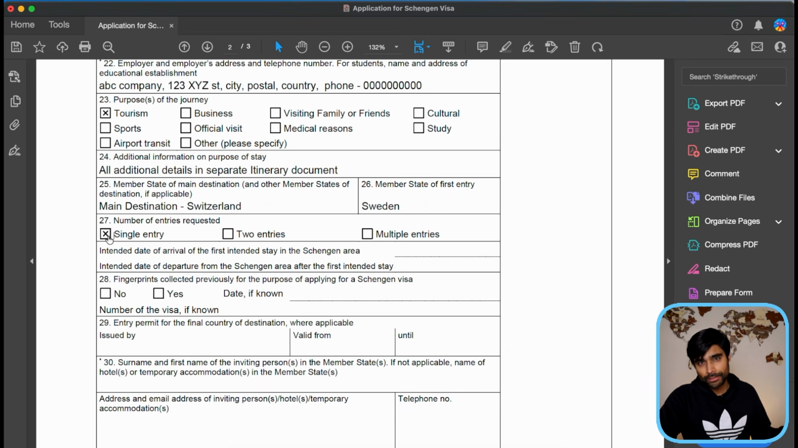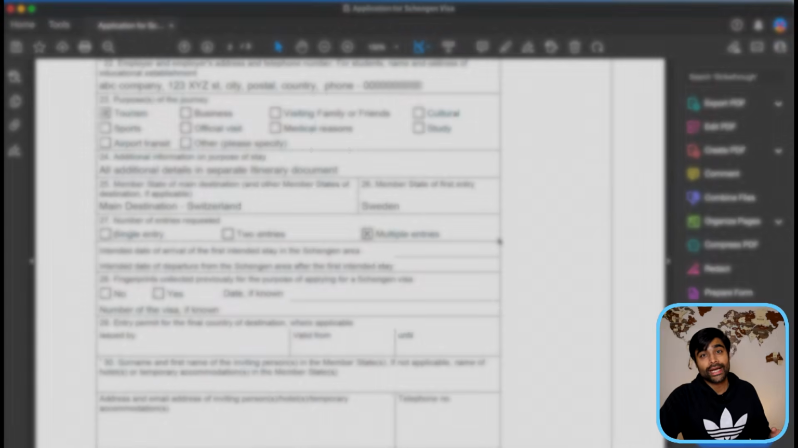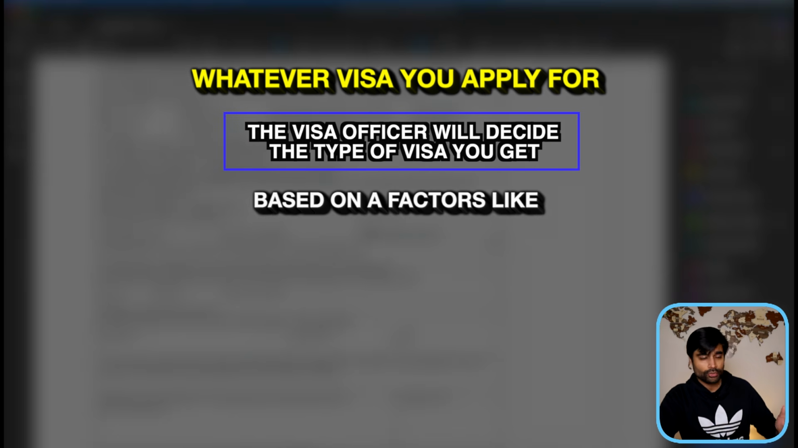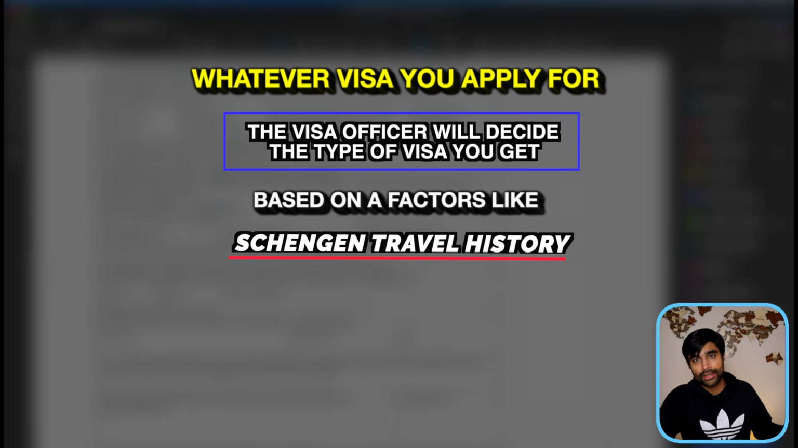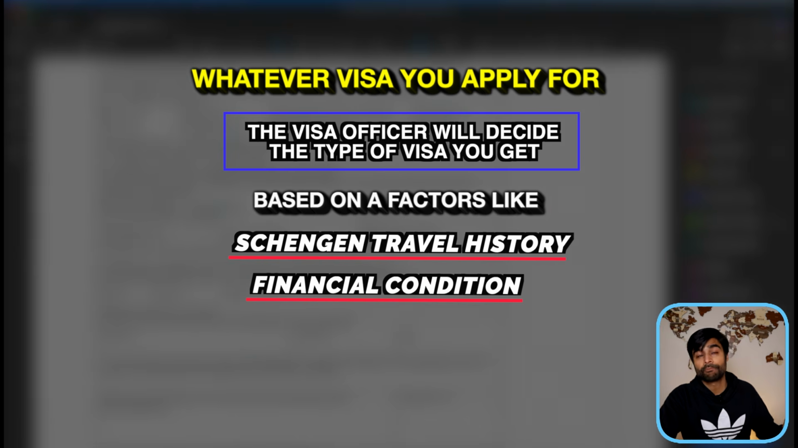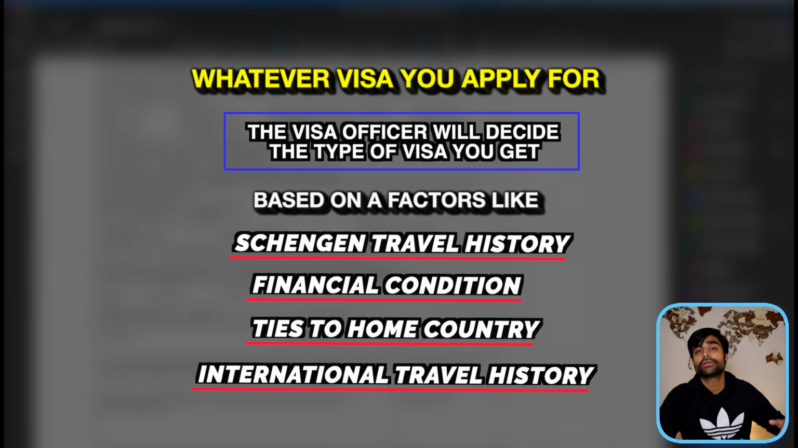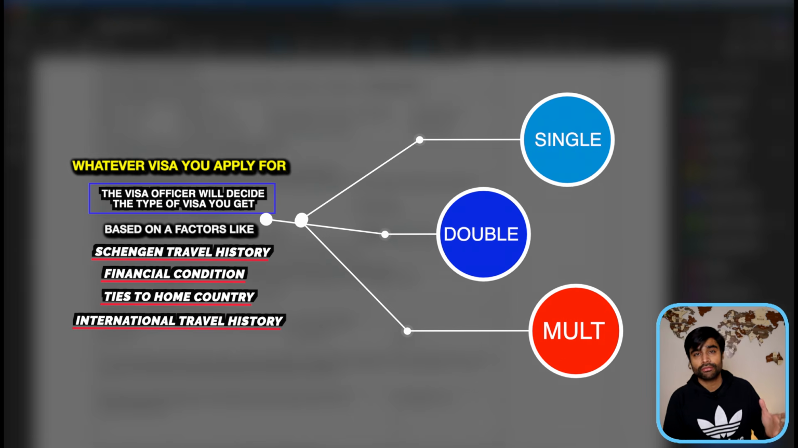Now keep in mind, you can apply for any visa that you like, single, double or multiple, but the visa that you actually get stamped on your passport will be at the discretion of the visa officer processing your application. So they will look at several factors such as your previous travel history to the Schengen area, your financial standing, your ties to your home country, and also your previous international travel to other countries such as US, UK, Australia, Canada, all that. And they will factor all that in to decide what visa to give you and what should be the duration of the visa that they give you.